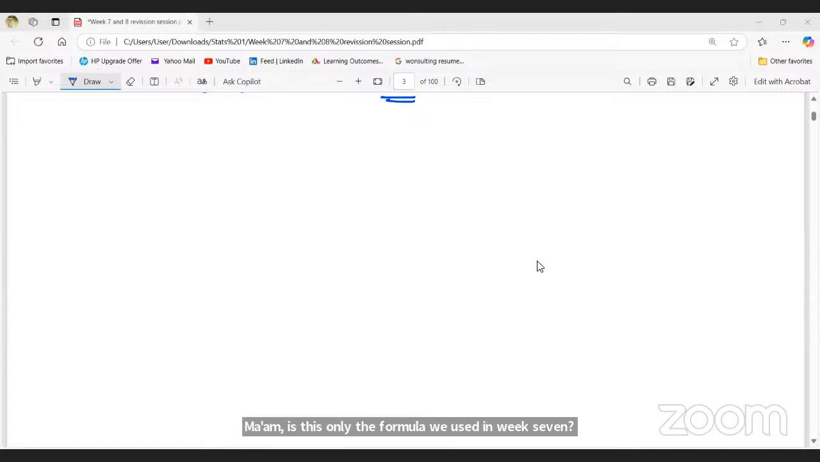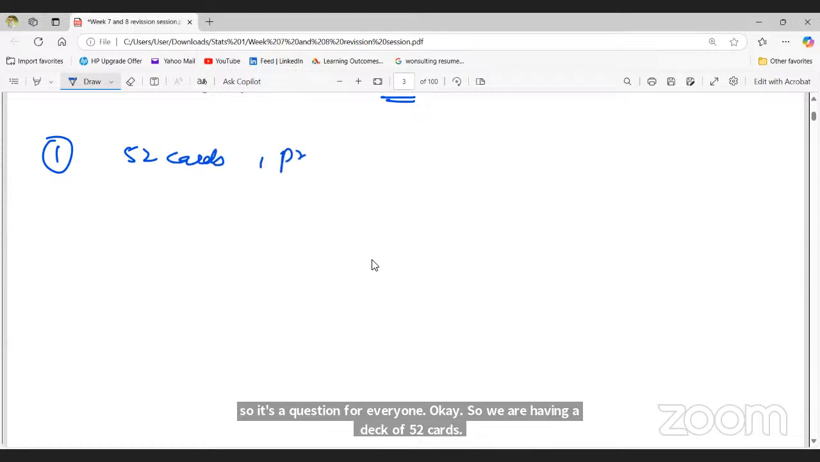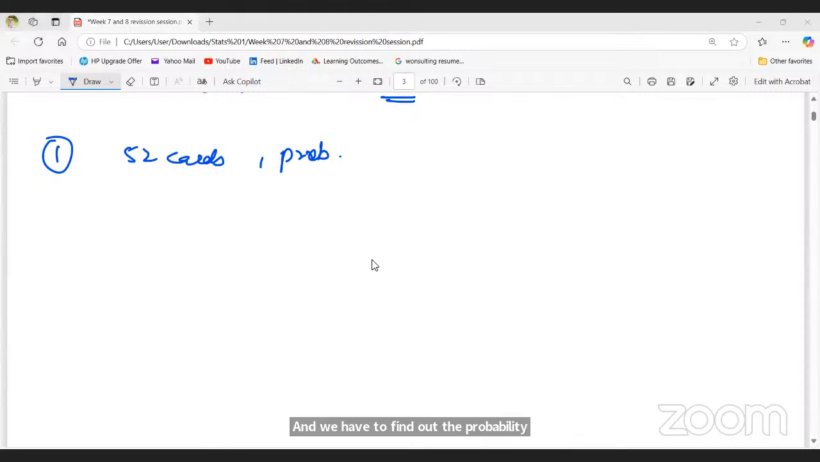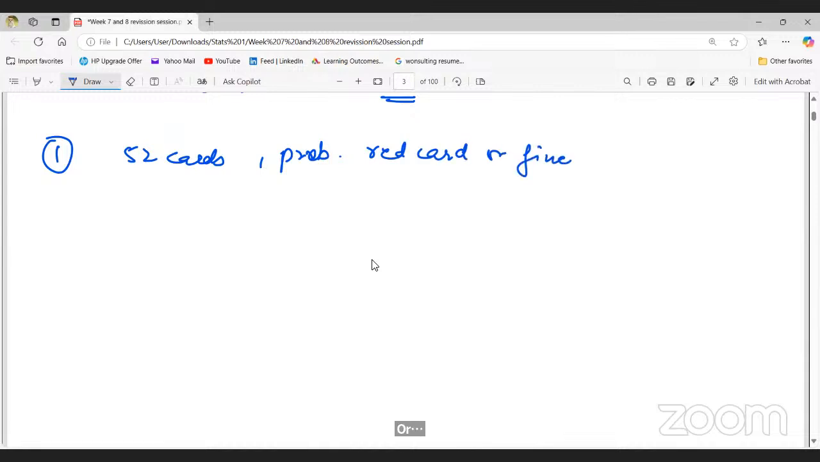Find the probability of selecting a red card or a 5 from a deck of 52 cards. Okay. So it's the question for everyone. We have a deck of 52 cards, and we have to find the probability. What is the question? Probability of selecting a red card or 5. Fine. So how will we calculate?